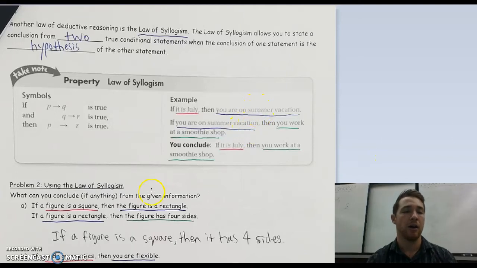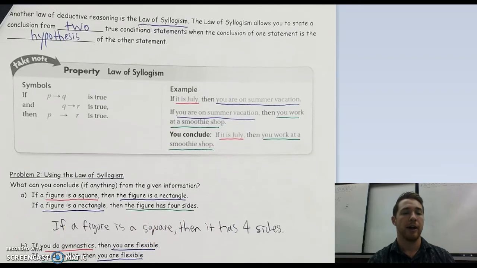So trying that in our first problem, if the figure is a square, then we know the figure is a rectangle. And also, if the figure is a rectangle, then it must have four sides. So linking together, remember the conclusion of the first statement matches the hypothesis of the other. So that means that I can link the first hypothesis with the other conclusion. That means if a figure is a square, then it must have four sides. So if a figure is a square, then it has four sides. So next one to try.